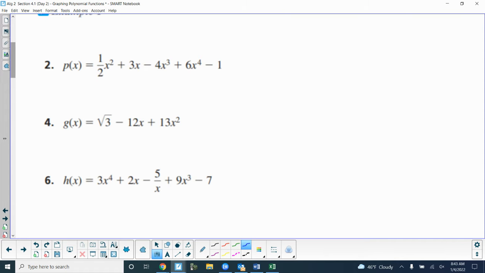Okay? Number 6, again, not in the right order. Is it okay to have an x in the bottom for it to be a polynomial? No. All right, so we can't have an x in the denominator, so that is not a polynomial.